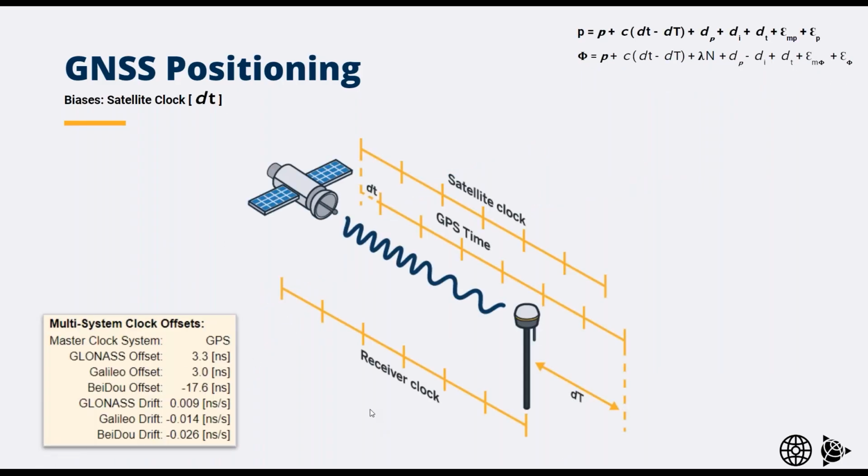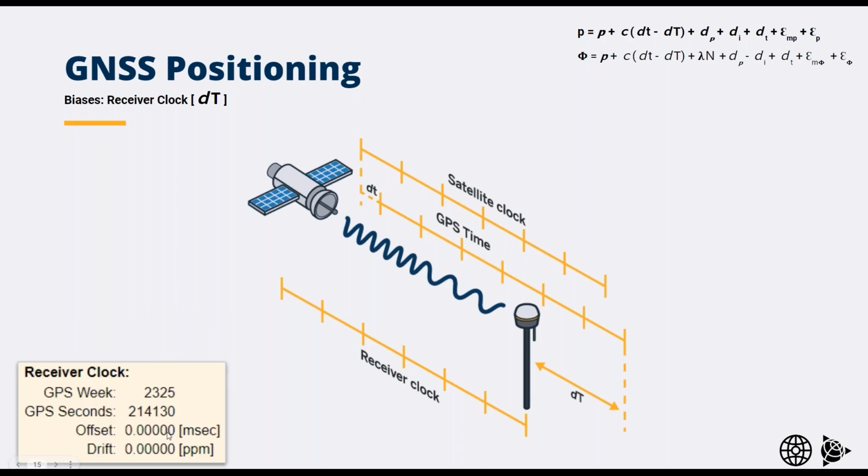Here's our clocks. So this one shows the master system clock offsets that you might see to the various constellations that are out there. So here again, you can see that we're measuring in nanoseconds, and we're paying attention to the drift over time. So this is nanoseconds per second that we're losing. And then again, the same exact thing on the receiver side. We're watching the receiver clock.